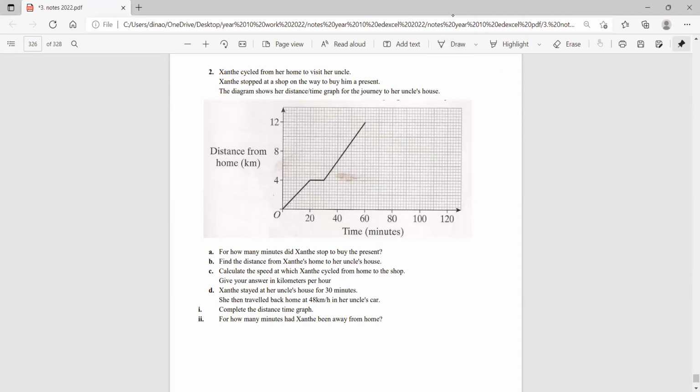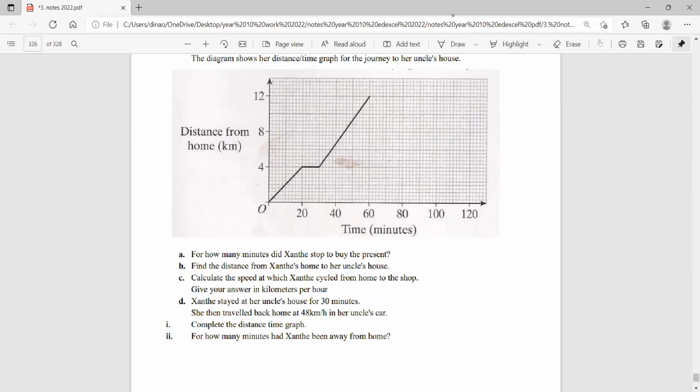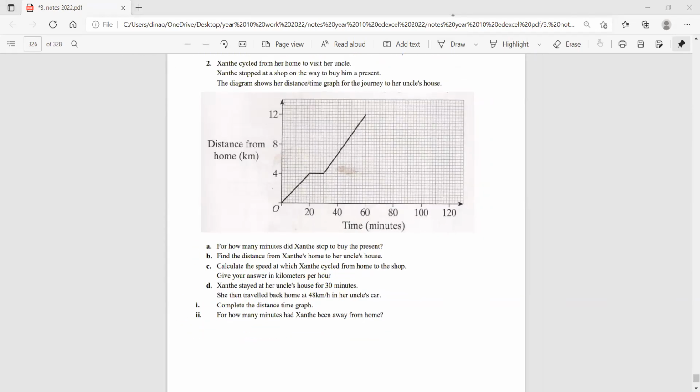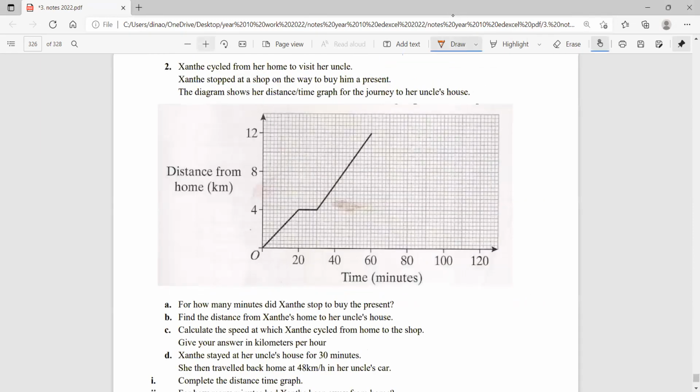Okay, here Xanthi cycled from home to visit her uncle. It means she left her house to visit her uncle. She stopped on the way to buy a present. The diagram here shows a distance time graph. So let's see what is required here. Of course, we have to find the scale first. We've said this many times already.